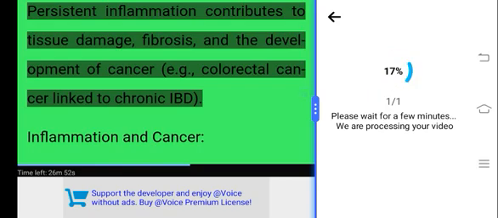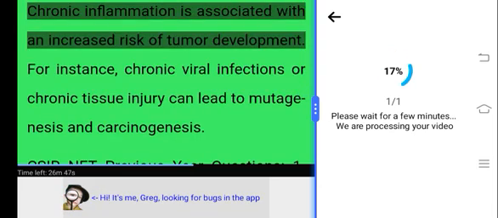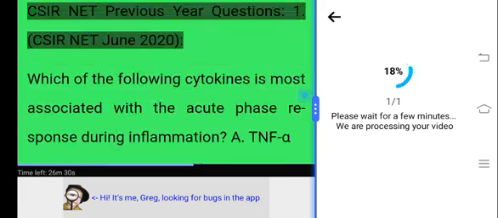Persistent inflammation contributes to tissue damage, fibrosis, and the development of cancer, e.g., colorectal cancer linked to chronic IBD. Inflammation and cancer: chronic inflammation is associated with an increased risk of tumor development. For instance, chronic viral infections or chronic tissue injury can lead to mutagenesis and carcinogenesis.